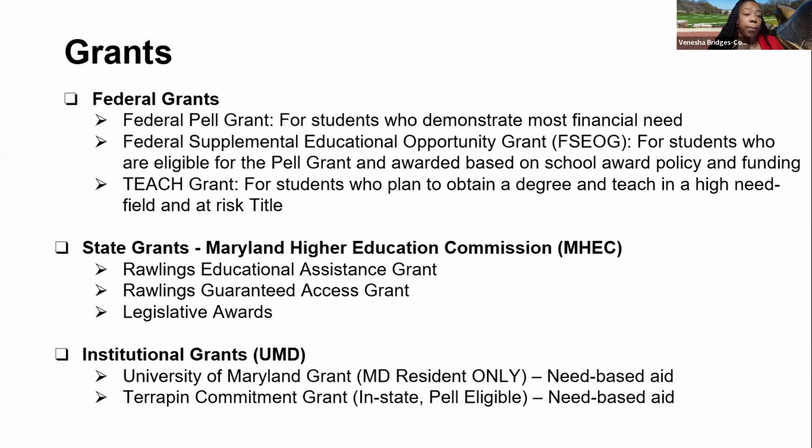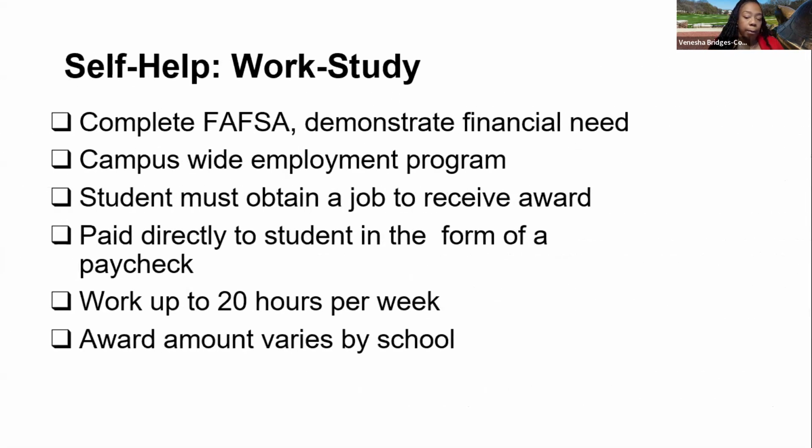Institutional grants vary by school. With us, we have the University of Maryland grant as well as the Terrapin Commitment, and these are all need-based grant programs, which you are automatically offered when you submit your FAFSA on time by the priority deadline. So if you're eligible for Pell Grant programs, then you're automatically offered institutional aid programs as well.